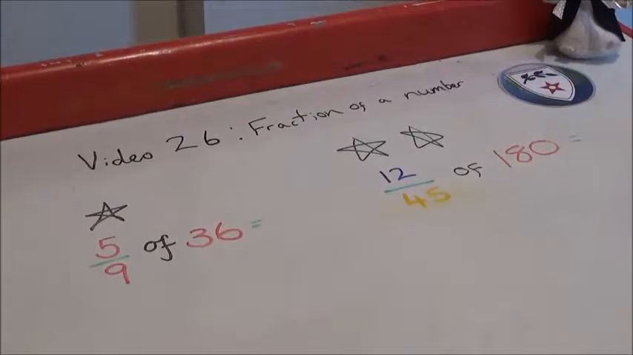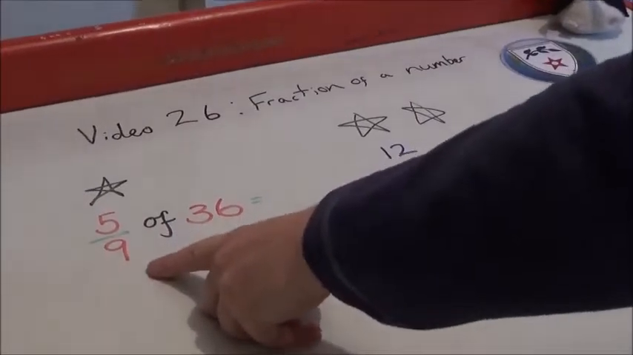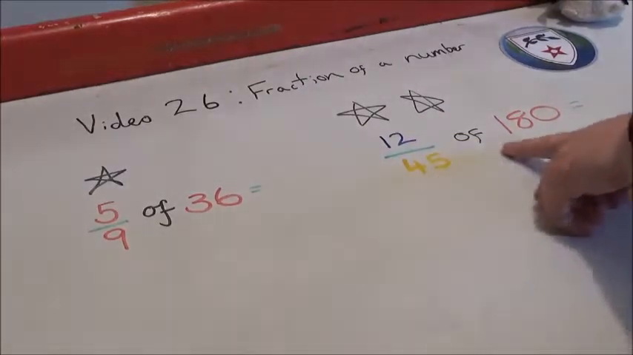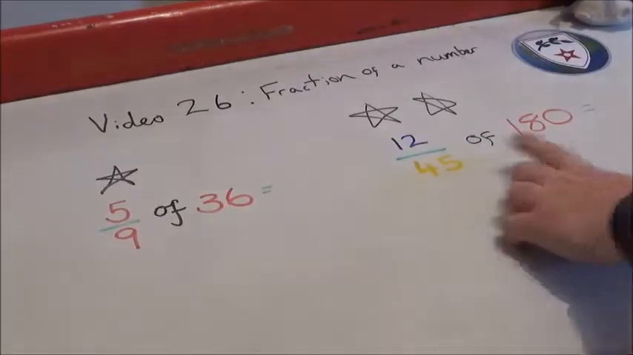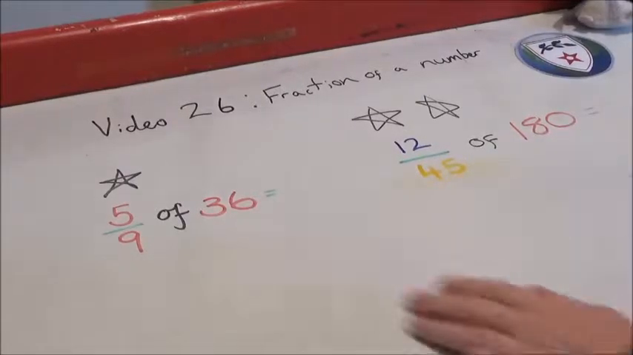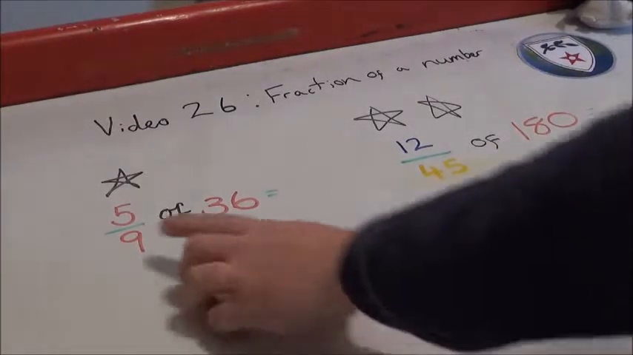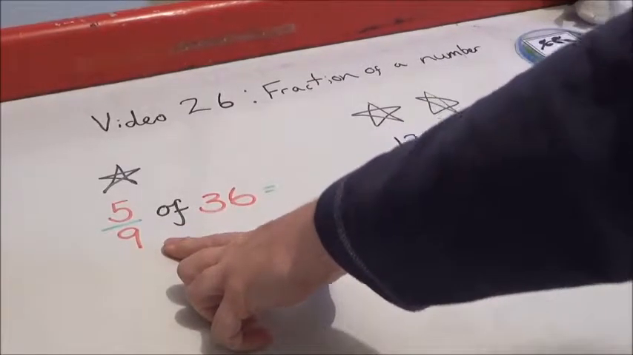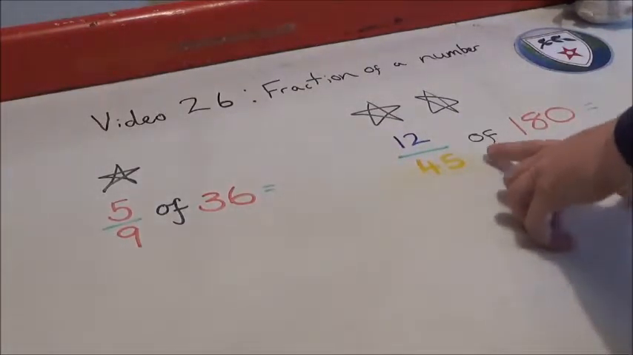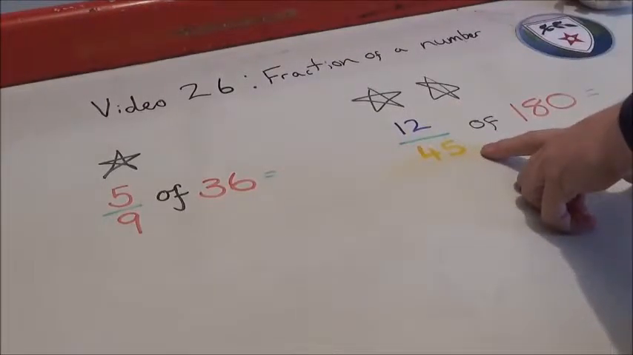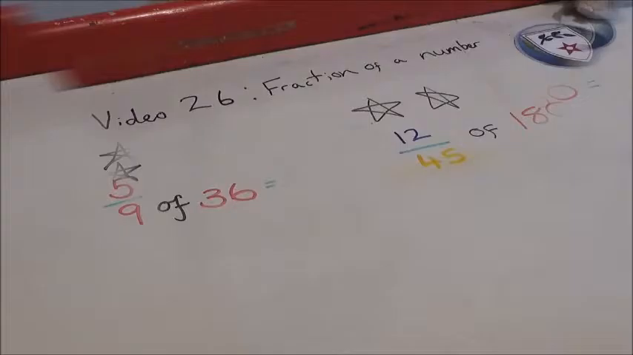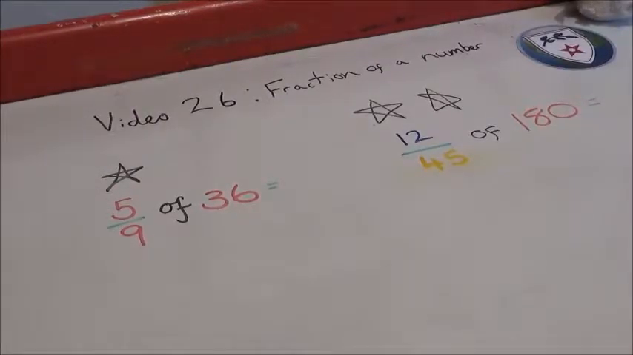Okay, here are 2 examples. We've got 5/9 of 36 and 12/45 of 180. Obviously, 2 very differing abilities to have a go at. Mrs. Williams is going to be going through this one with her method, a visual method, and then I'll be going through this one as we're using bigger numbers through the more written out method. Pause the video, have a go at working both of them out, and we'll see you in a bit.